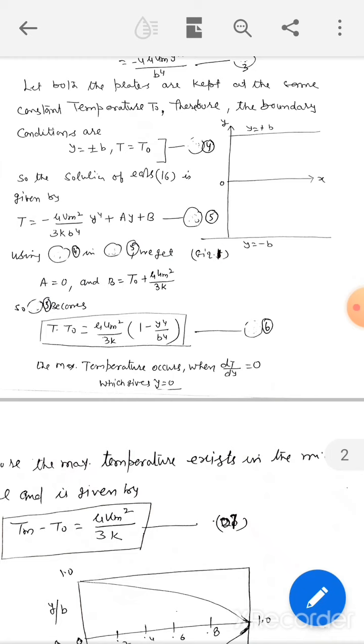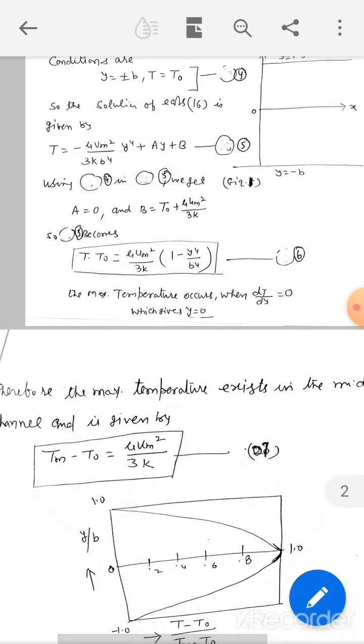Here capital A and capital B are arbitrary constants of integration. Using the boundary condition 4 in equation 5, we get A is equal to 0 and B is equal to T0 plus mu Um square upon 3 kappa. So equation 5 becomes T minus T0 is equal to mu Um square upon 3 kappa into 1 minus y4 upon b4. This is equation number 6.